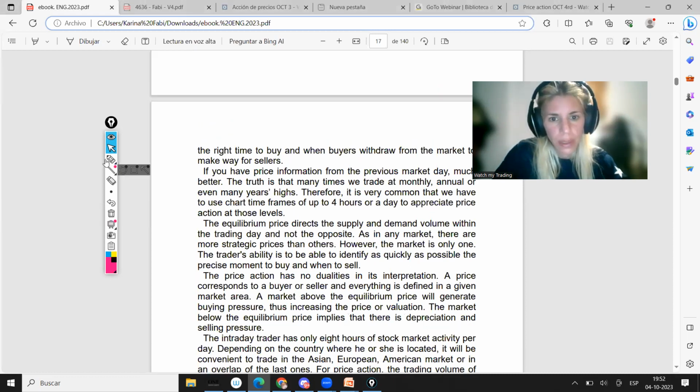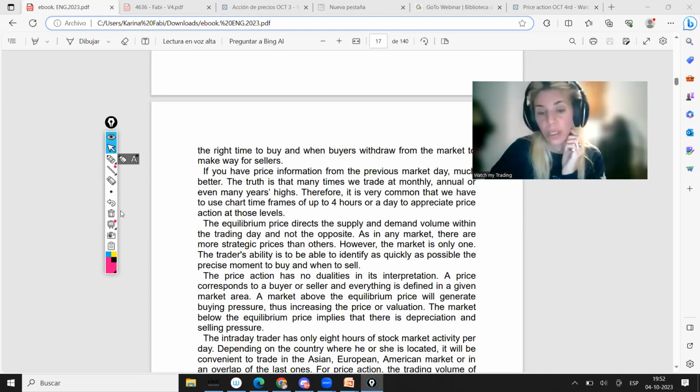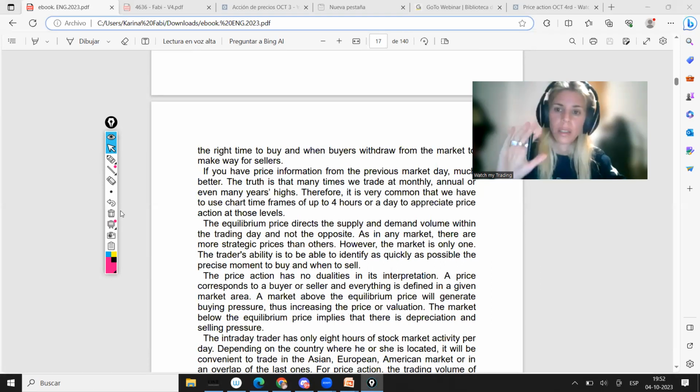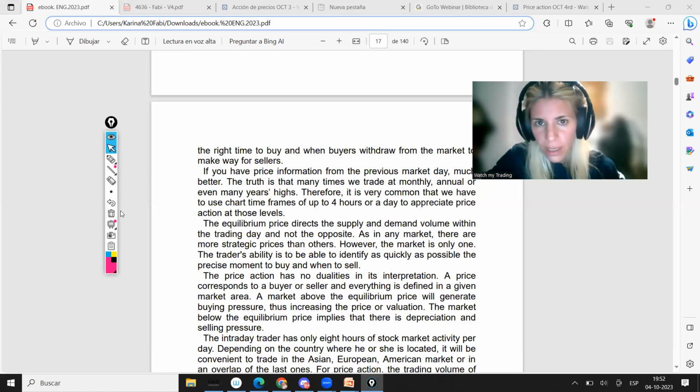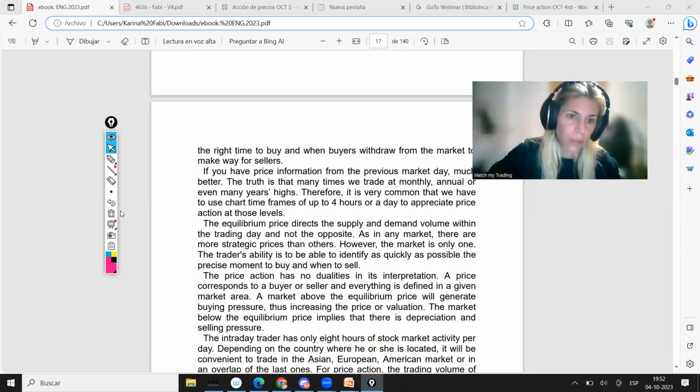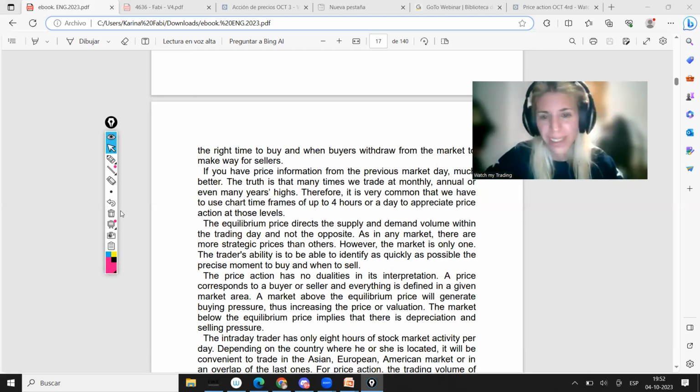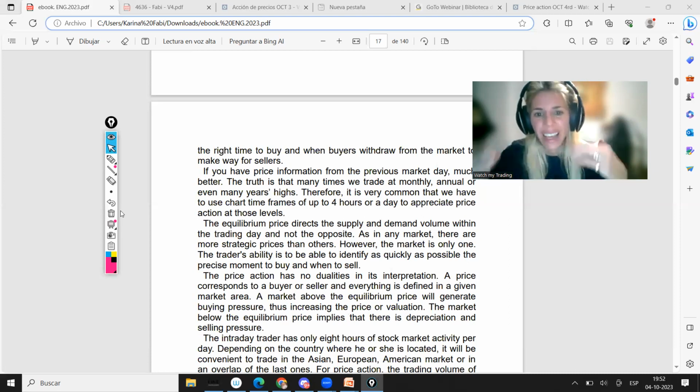The equilibrium price directs supply and demand volume within the trading day, and not the opposite. This is something that I keep telling the traders. The shapes of the charts, like candles, patterns or breakouts, don't matter. You're going to be trading before that. You're going to be inside the breakout, inside the consolidation anyway, trading.